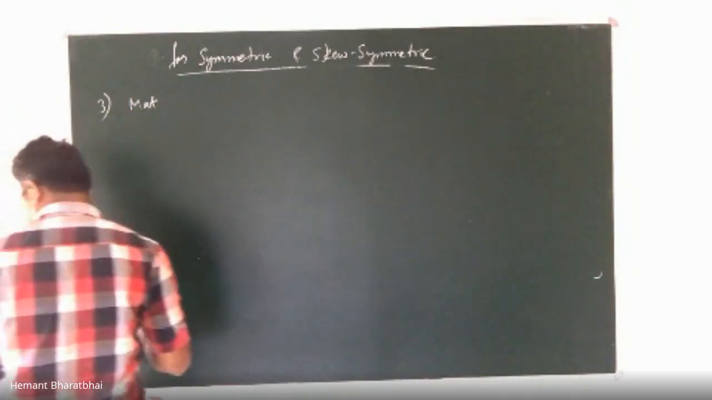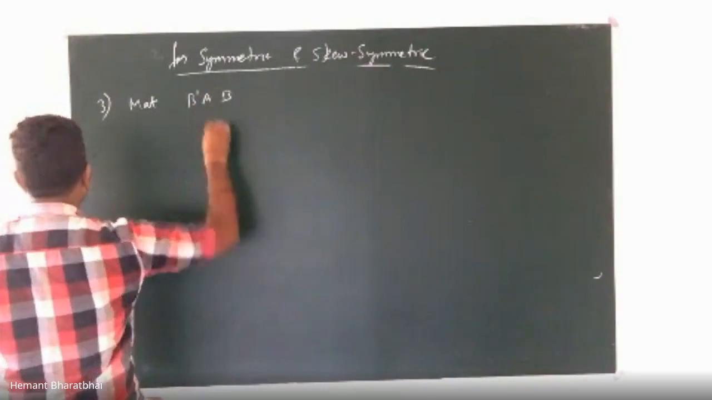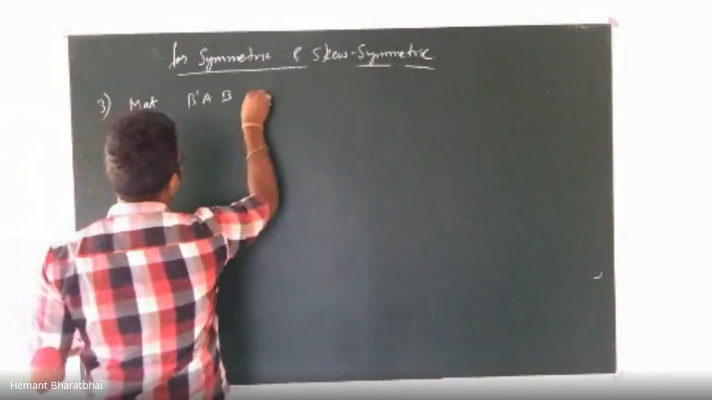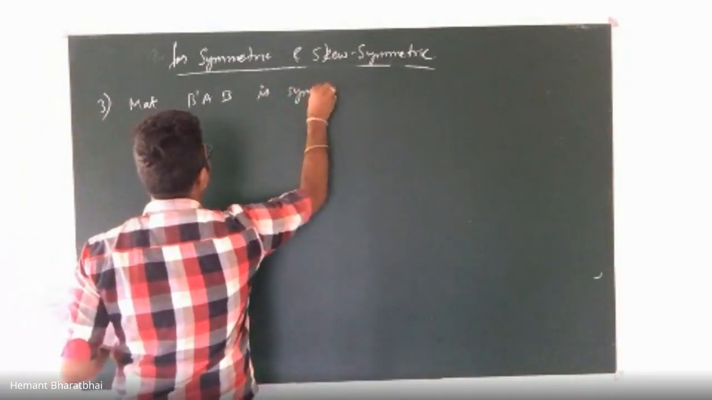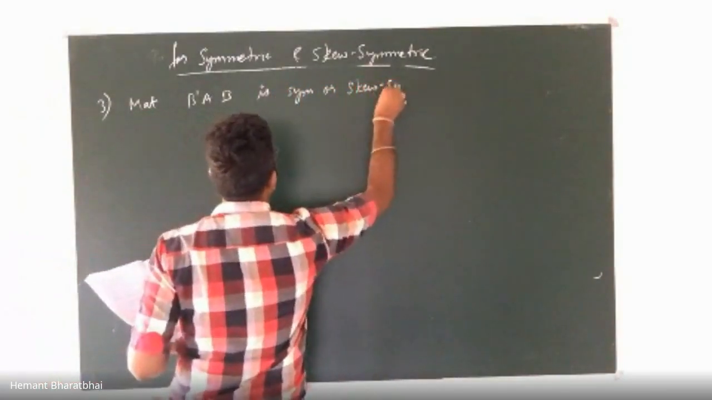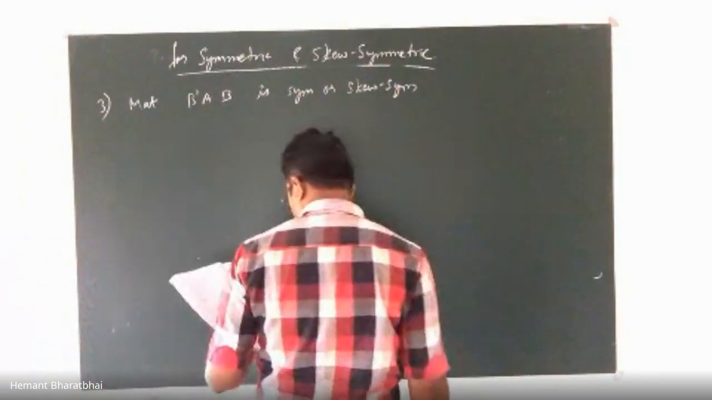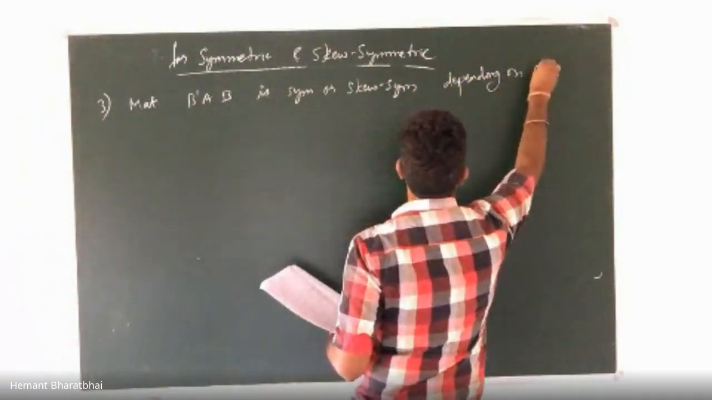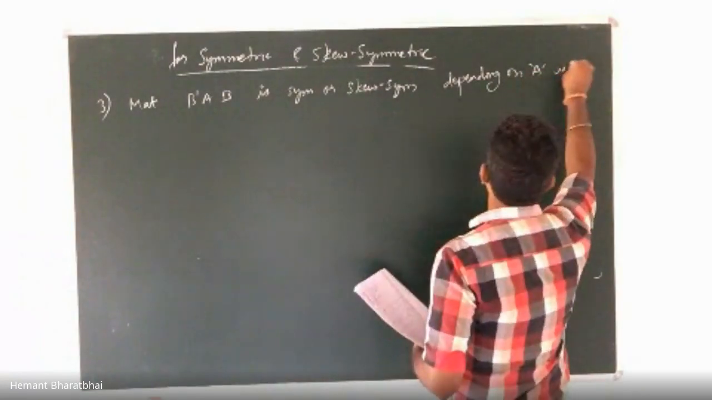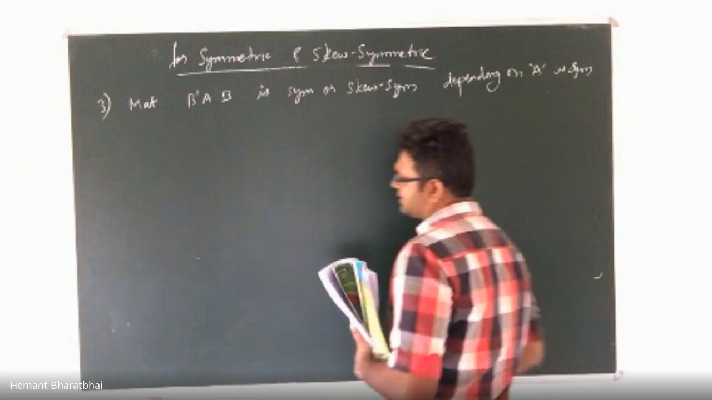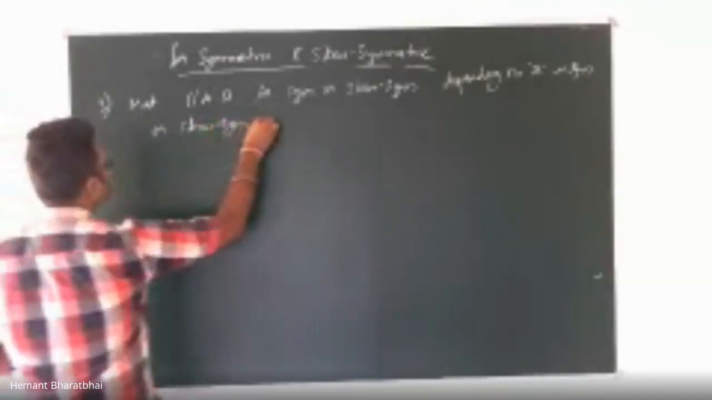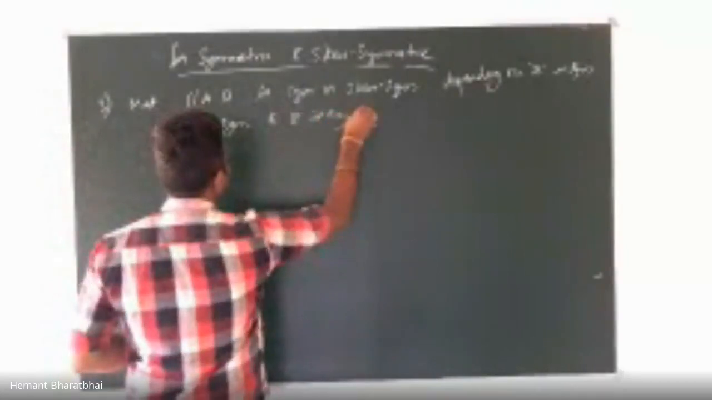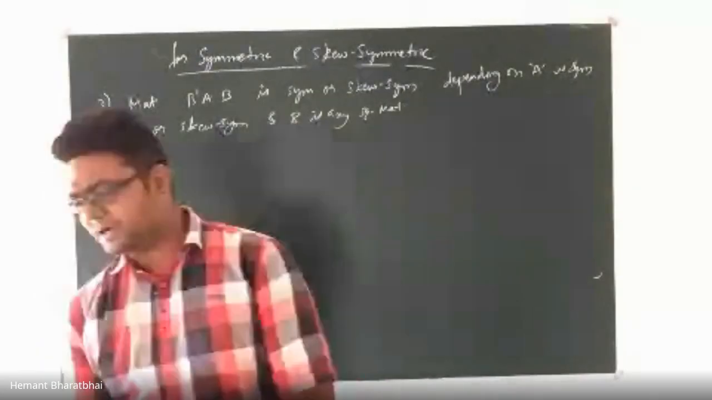Matrix B transpose into A into B is symmetric or skew symmetric, depending on whether A is symmetric or skew symmetric, and B is any square matrix.